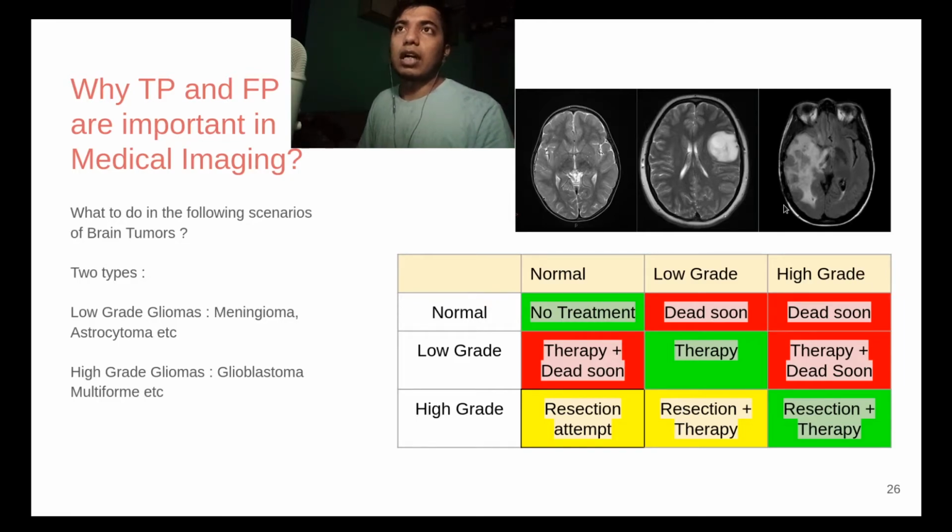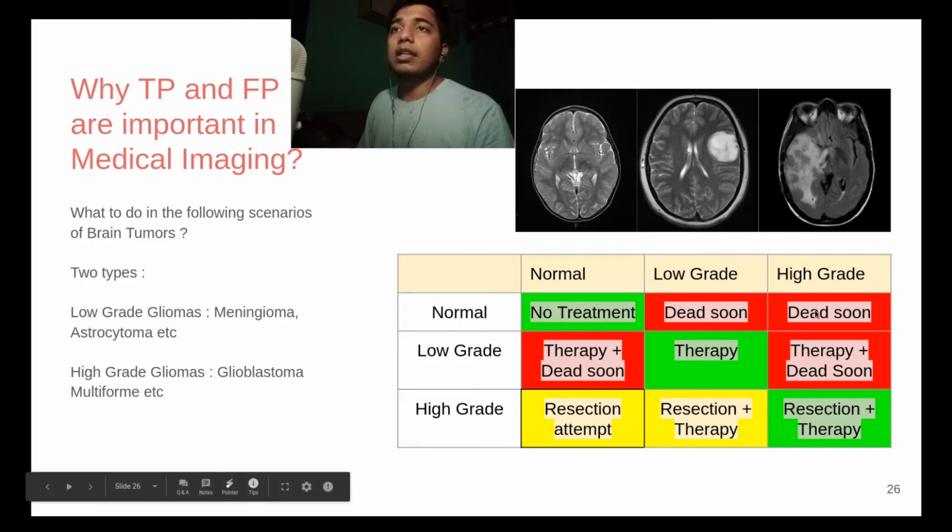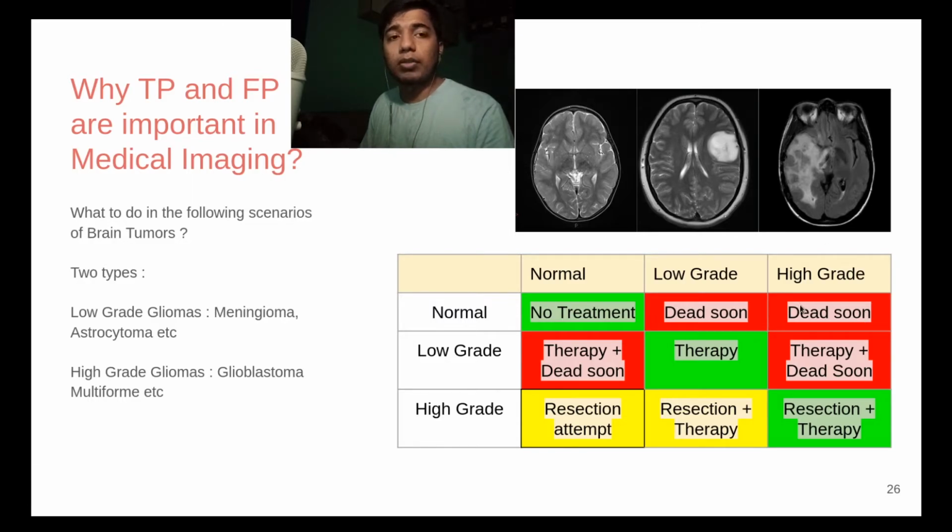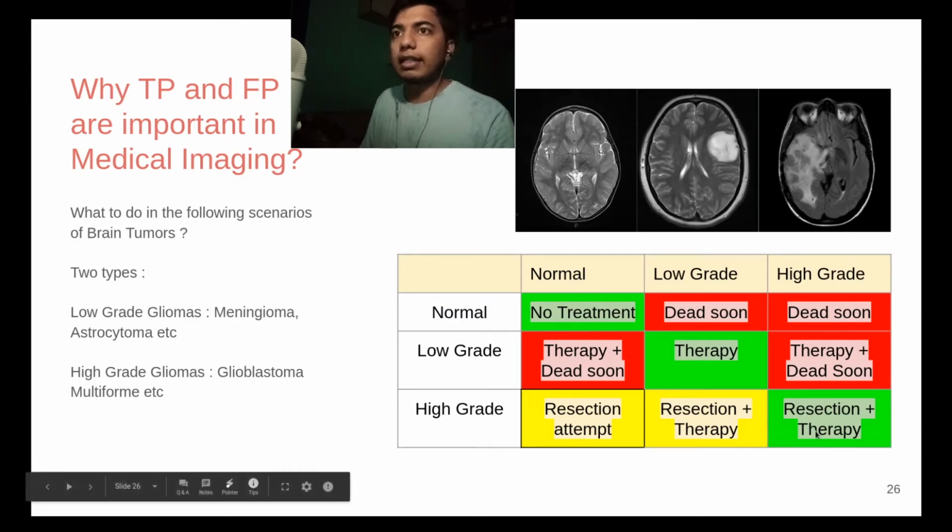Similarly, there is a high grade glioma. Now, if you classify it as normal, that person will die soon because you're not treating him. Why would you do that to him? So exactly, don't miss it. Similarly, if it's classified as a low grade glioma, maybe the tumor doesn't respond to therapy and the person dies soon anyway. So one of the best options always is resection plus therapy, and that's the thing that should be done. So as you guys can see, if you miss a choice, the person could suffer fatal consequences.